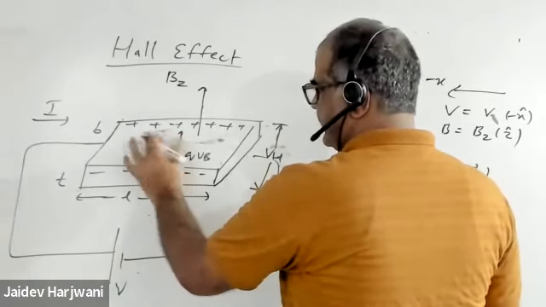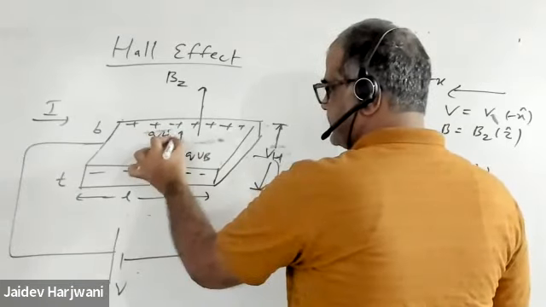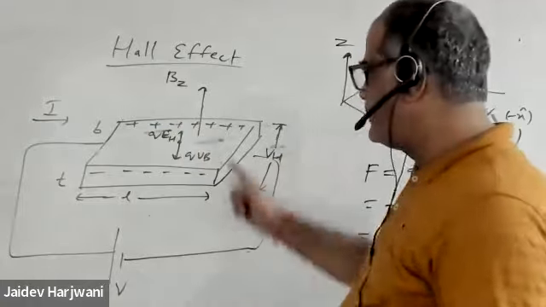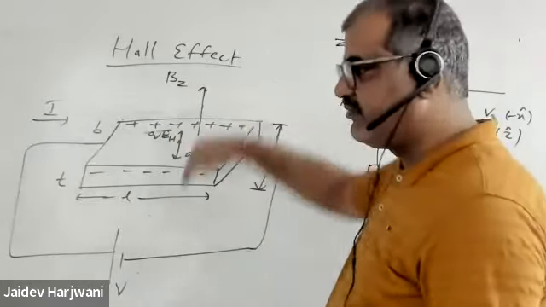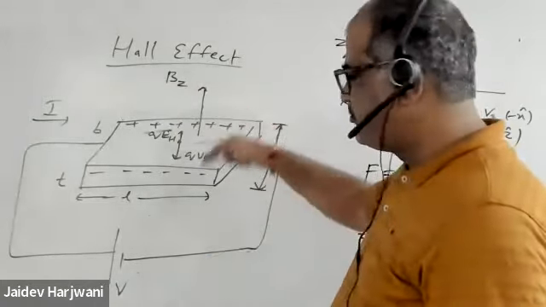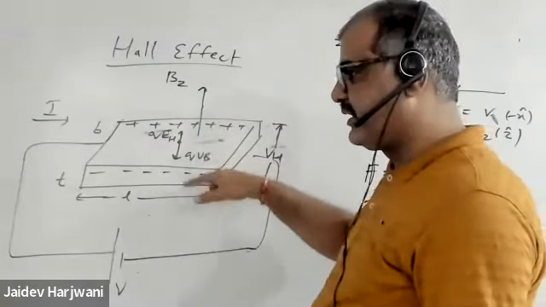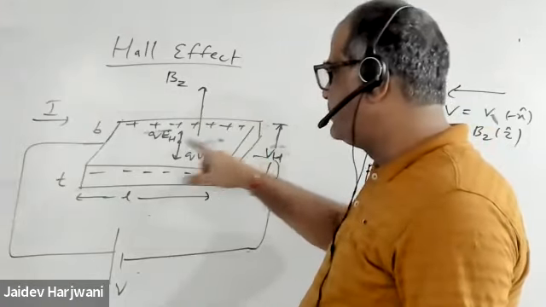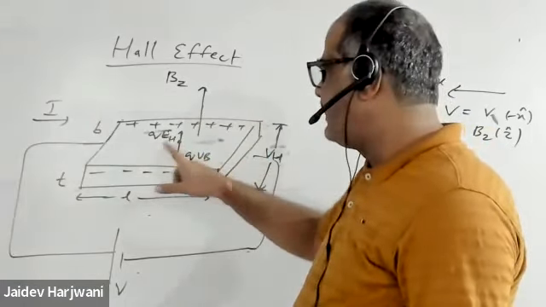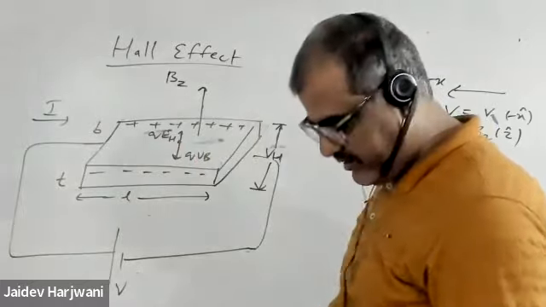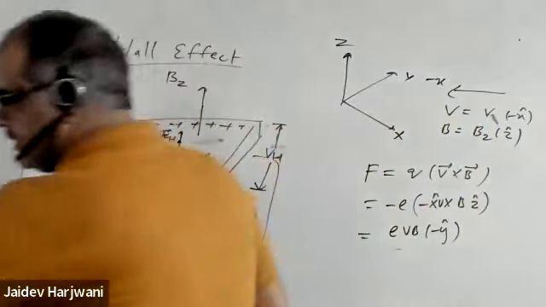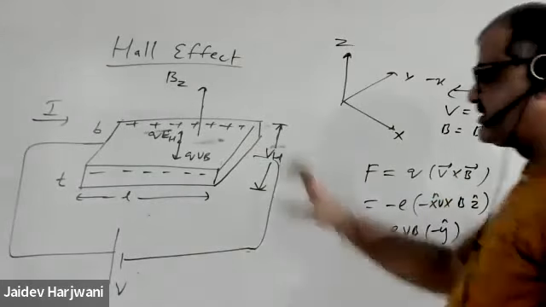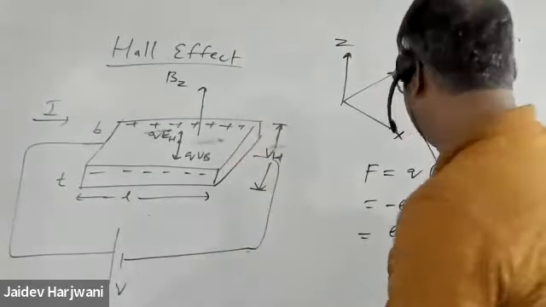So that means there will be a steady state. It is not that your electrons will always keep moving here. Because electrons are getting piled up at one position, an electric field is developing in this side direction. This electric field will balance the Lorentz force, and when these two forces are equal, the flow of electrons will stop and you will get some fixed Hall voltage.